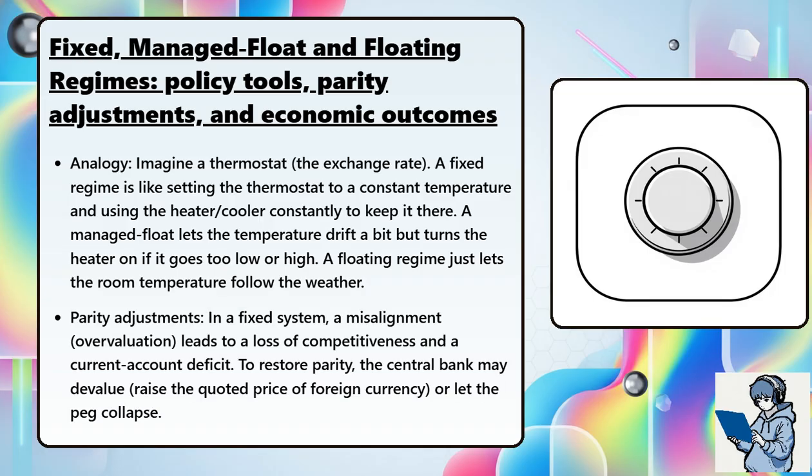Parity adjustments. In a fixed system, a misalignment, overvaluation, leads to a loss of competitiveness and a current account deficit. To restore parity, the central bank may devalue, raise the quoted price of foreign currency, or let the peg collapse.